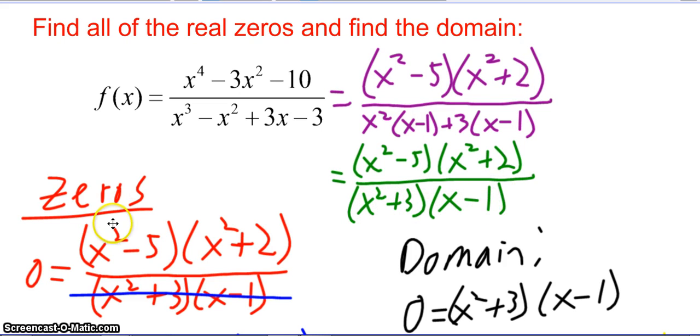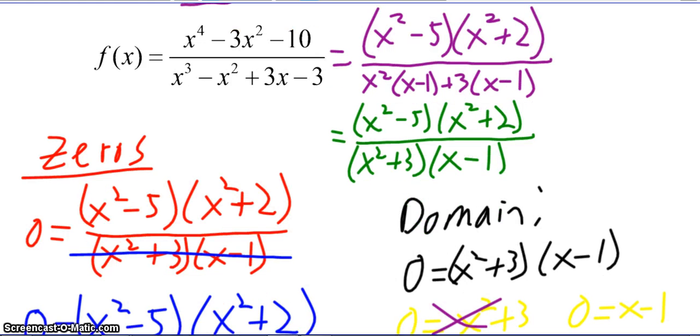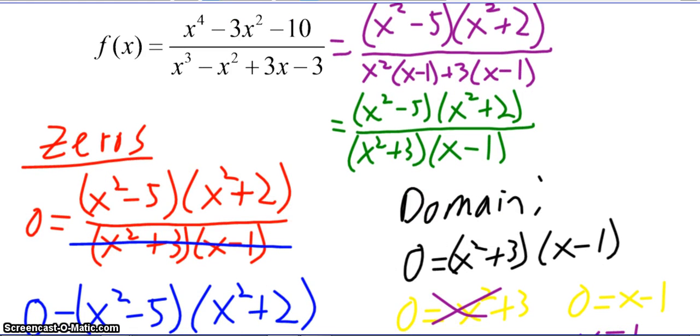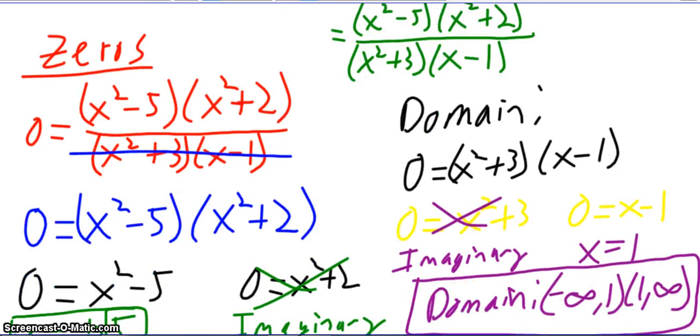Okay. So now over on the left here, I went about finding the zeros. Now remember, we're trying to find the real zeros, so we can ignore imaginaries. Well, to find zeros, remember we first set the function equal to 0. Now, my next step, which I did not show, would be to multiply both sides by the least common denominator. The least common denominator is x squared plus 3 times x minus 1. So that goes away. So I'm left with 0 equals x squared minus 5 times the quantity x squared plus 2.